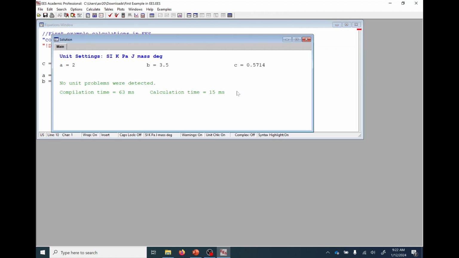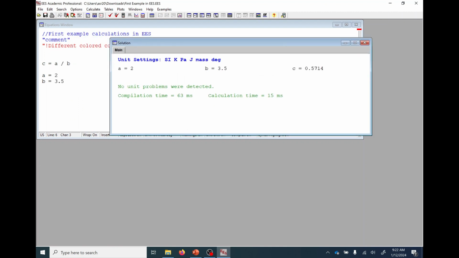So I'm going to do F2, get my solution, and we get the same results because EES is solving all these at the same time, essentially, and figures out that it needs to evaluate C once it knows the values of A and B in this example. Okay, so that's kind of interesting.